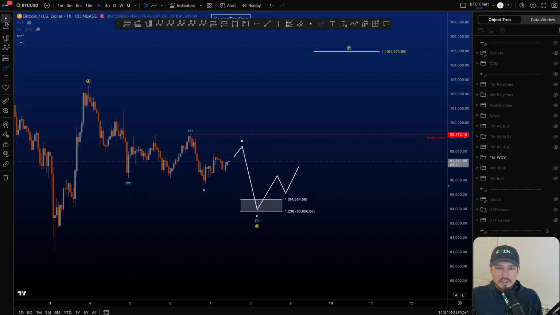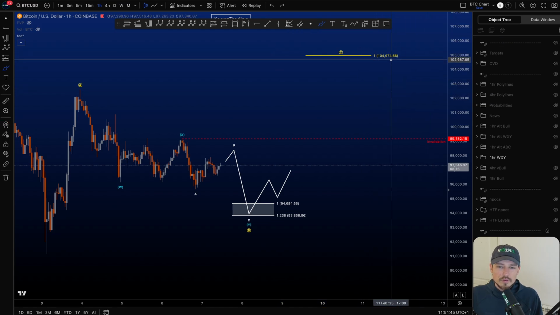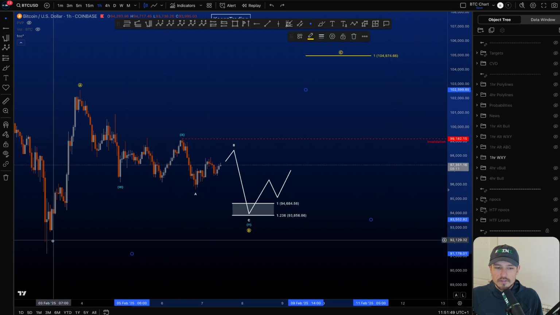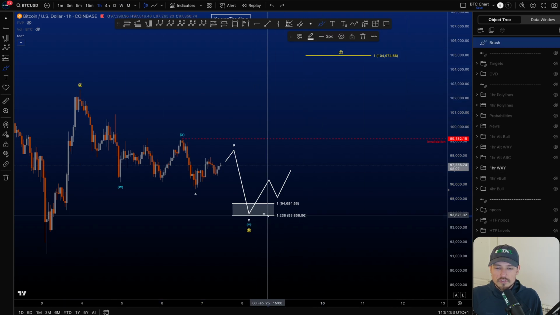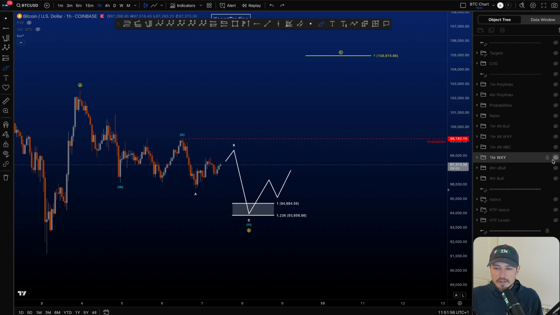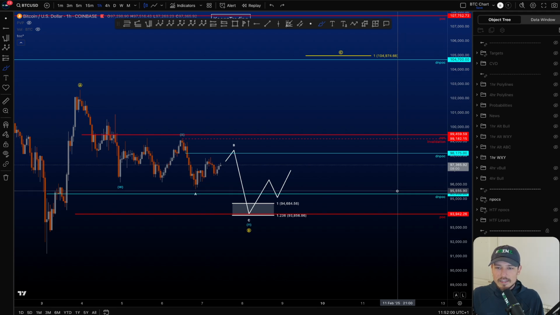What's also interesting is the target for your wave C. So you can see the most common target for C being the 1-to-1 here on my chart. And this one is taken from the start to the end of wave A to the potential end of your wave B here around this point of control at 93.9K.